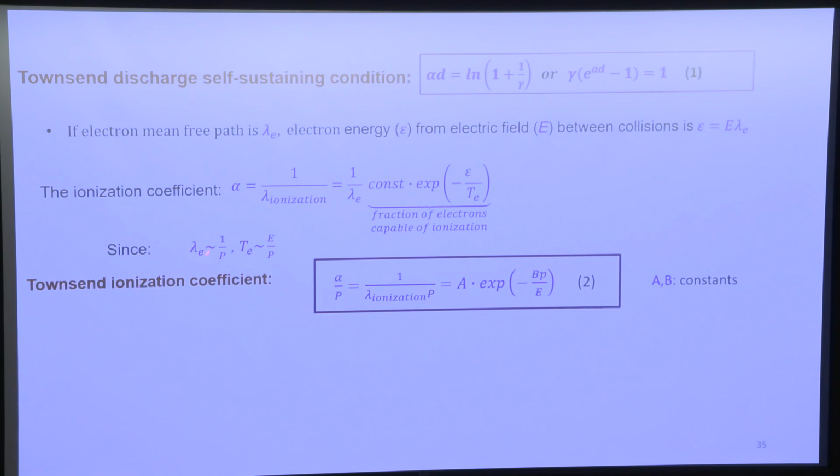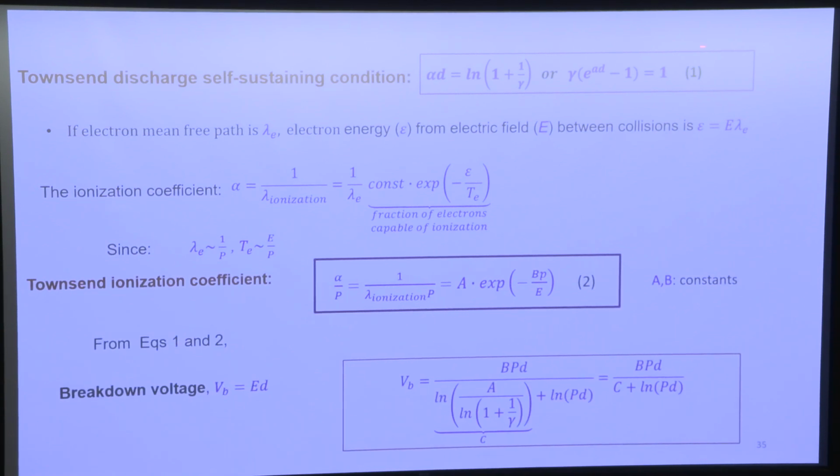Now we know the mean free path is the inverse of pressure. The temperature is proportional to E over N, where N is pressure. You substitute this into here and there, and you will find the Townsend ionization coefficient alpha and the pressure have this relationship. A is from the constant here, and B is from the constant there. Now from equations 1 and 2, you substitute alpha into that equation, and this is what you get. The breakdown voltage is proportional to the pressure times the gap distance, with a function of the ionization coefficient and the log of pressure times distance.